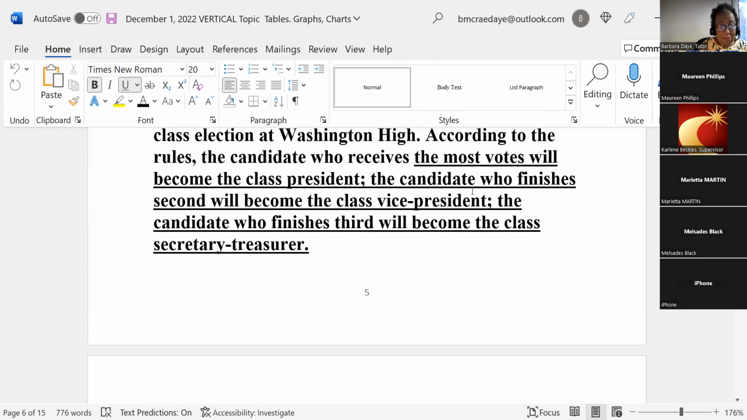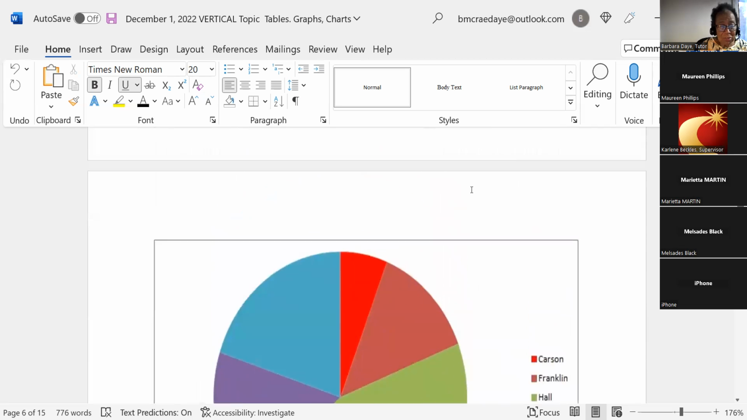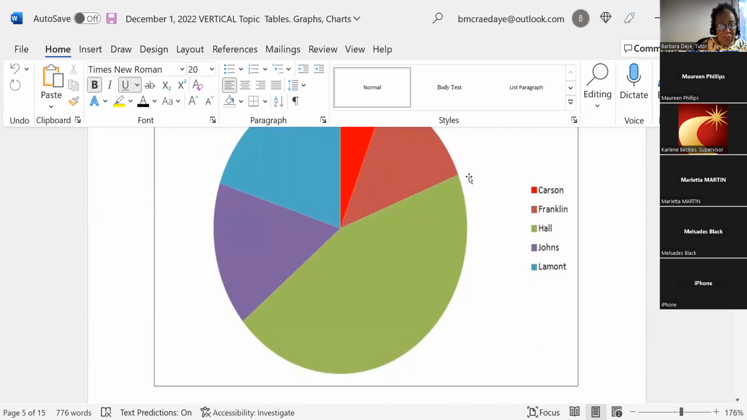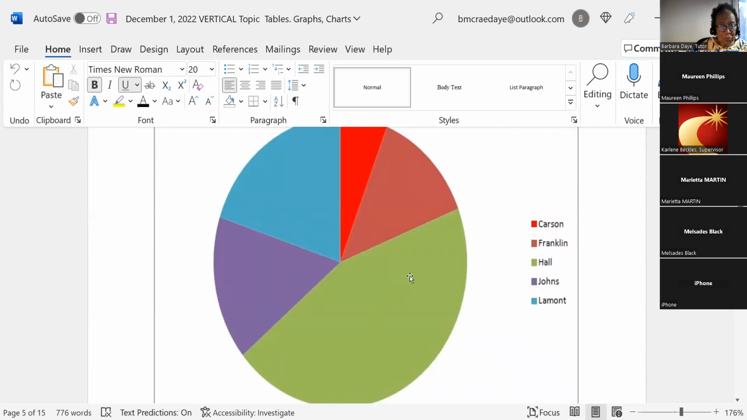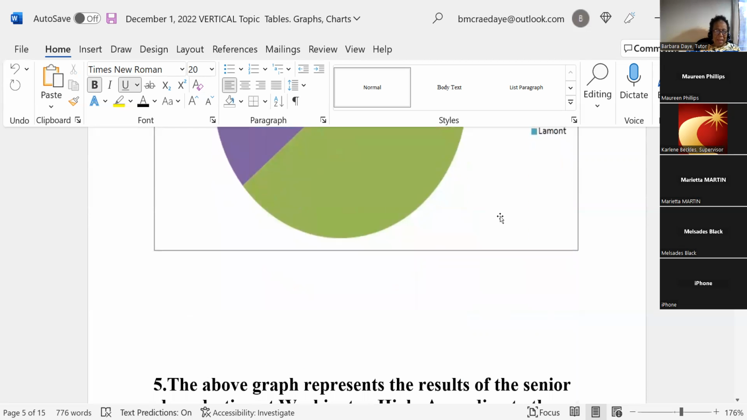And you know that from the pie chart because John has the third most votes. Hall highest, Lamont next, John third, Franklin fourth, Carson fifth. Questions? No? Okay. No, thank you.